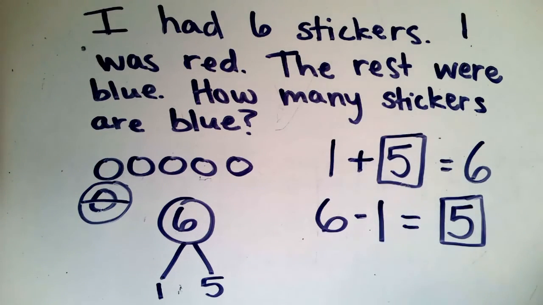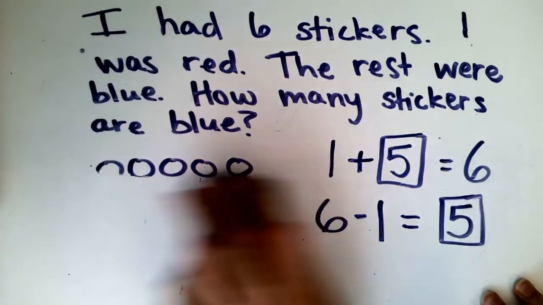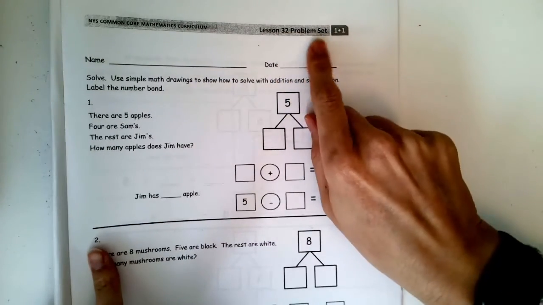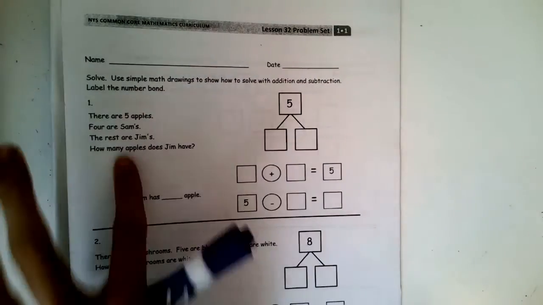All right, let's go ahead and try some in our math book now. As I said at the beginning, we're on the lesson 32 problem set. Okay, we have 2 story problems on this page. The number bond at the top has a 5. That's kind of what you're looking for.